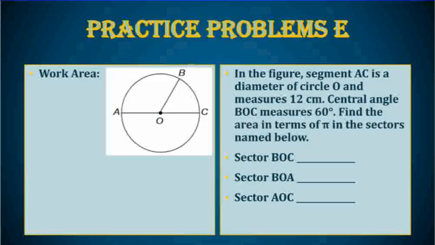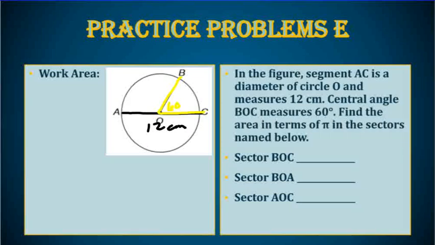And one last slide, the work area here. We have our picture of our circle. It says in the figure, segment AC is the diameter. So this is the diameter here. Diameter of circle O. So the whole thing is labeled as O and measures 12 centimeters. So this whole thing is 12 centimeters. The central angle of BOC, so BOC, this is 60 degrees.